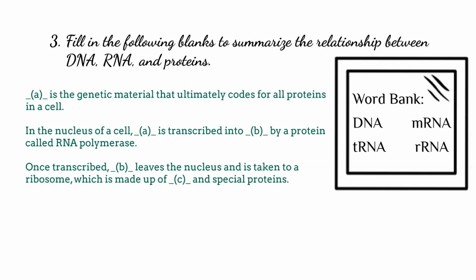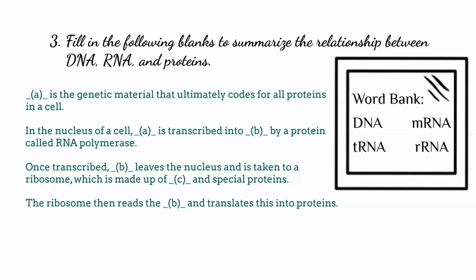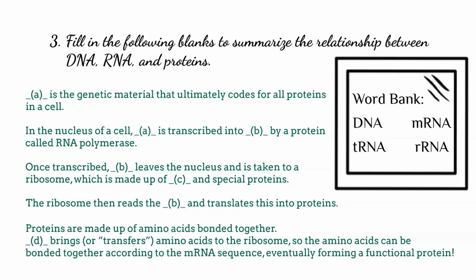Once transcribed, B leaves the nucleus and is taken to a ribosome. A ribosome is made up of C and special proteins. The ribosome then reads the B and translates this into proteins. Proteins are made up of amino acids bonded together. D brings or transfers amino acids to the ribosome so the amino acids can be bonded together according to the mRNA sequence, eventually forming a functional protein.